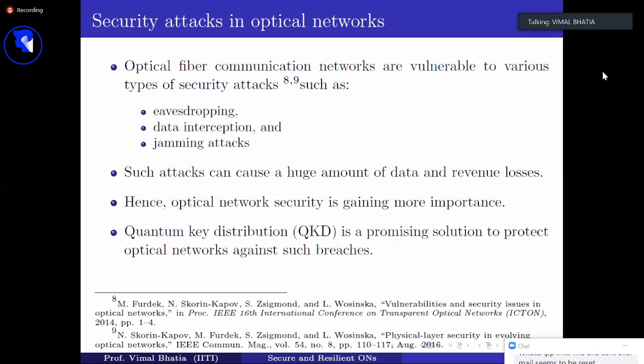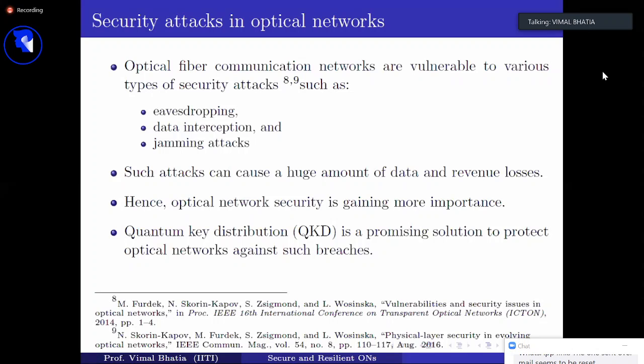Now optical communication networks are also vulnerable to various types of security attacks. Initially it was not thought that this could happen, because for an optical network you need to dig up the road or the infrastructure, put the cable in, and it goes through a fixed path. But later the technology developed where eavesdropping can happen. There could be data interception and jamming attacks.